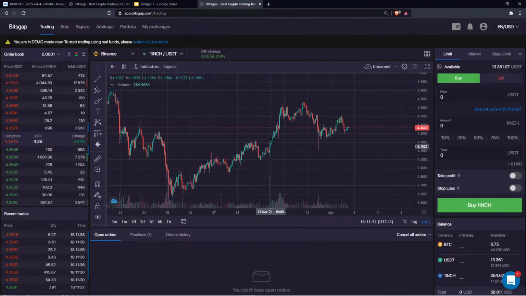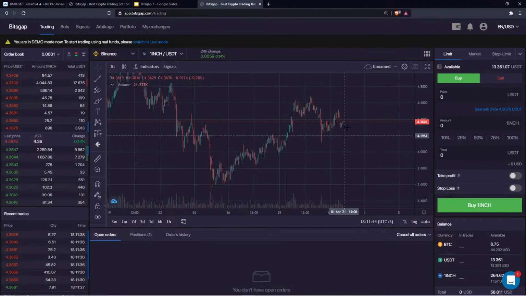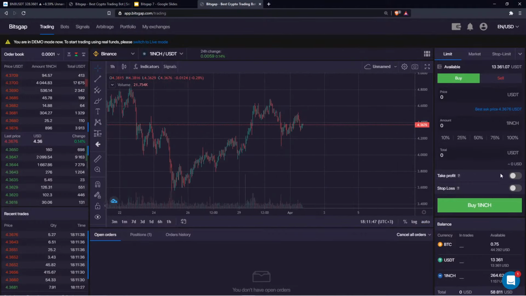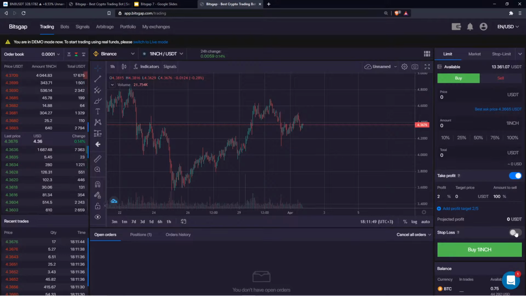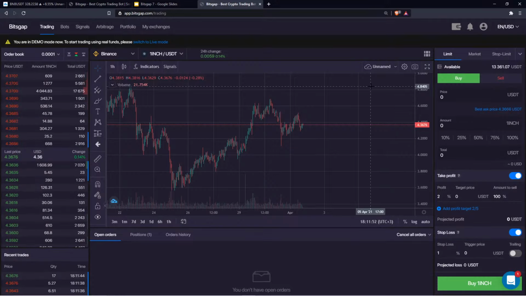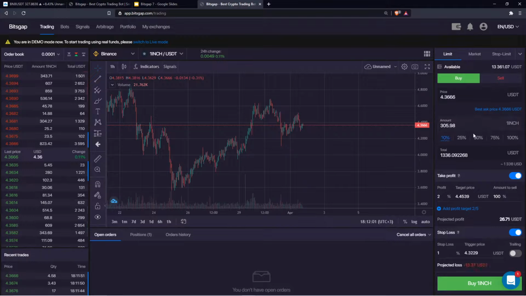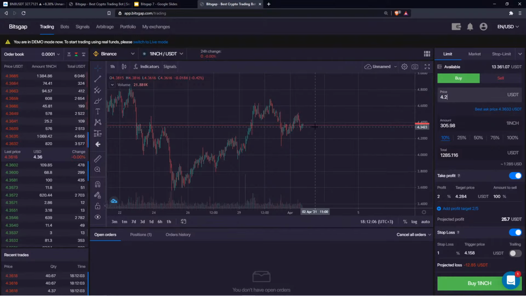So the easiest one would be basically setting one take profit and just setting the stop loss. So for example, you want to buy, in this case that's 1inch to USDT. So let's say you want to buy 1inch, let's say 10% at the price of maybe 4.2. So you think that the price should drop a bit down to 4.2, somewhere in this zone in this case. And this is where you want to enter the market.